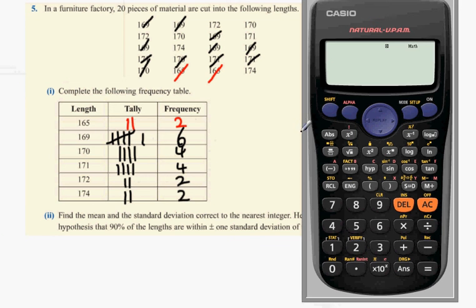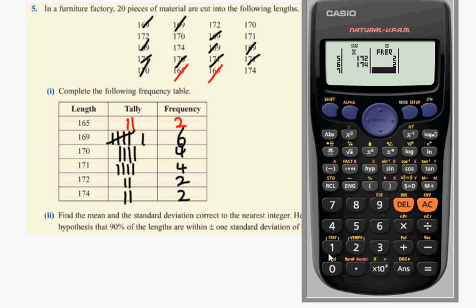Now, for this one, you have to go to your mode setup first, and you go to your stat mode, and you want to make sure that your frequency is on. Once your frequency is on, go to mode, stats mode. It's one variable because all you're taking is the lengths. Now, 165 is the first one, 169 the second, 170 the third, 171 the fourth, 172 the fifth, and 174 the sixth. Now we have to enter the frequencies: 2, 6, 4, 4, 2, and 2.